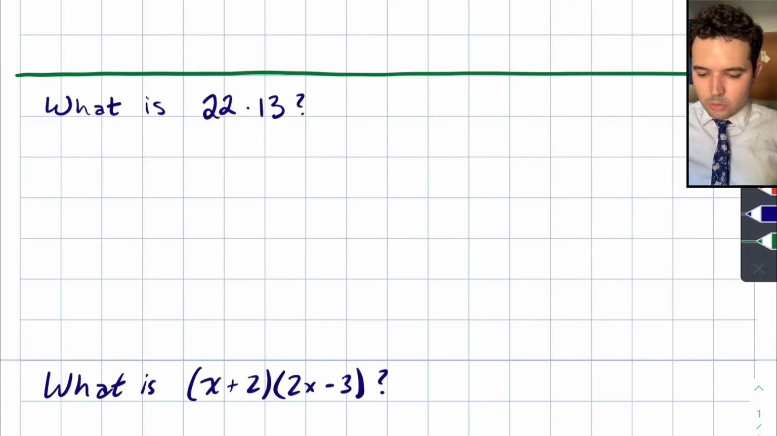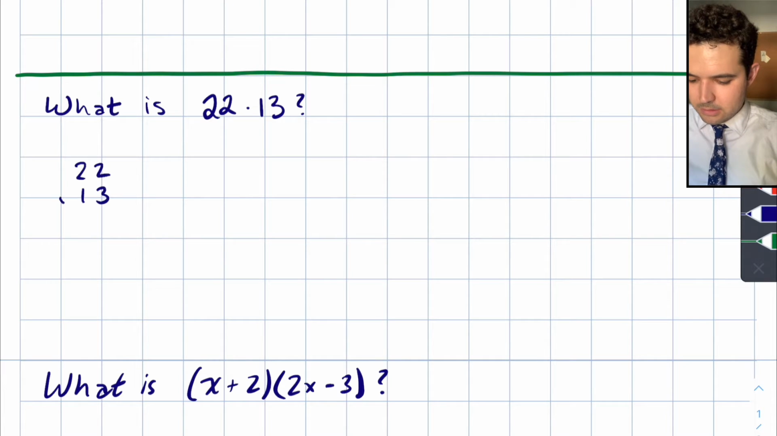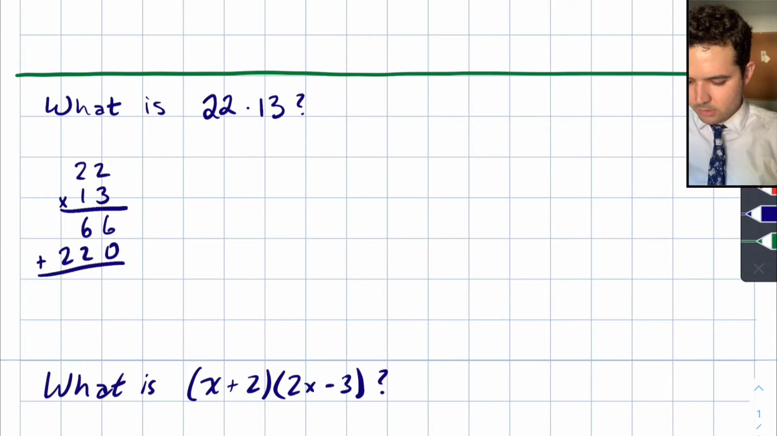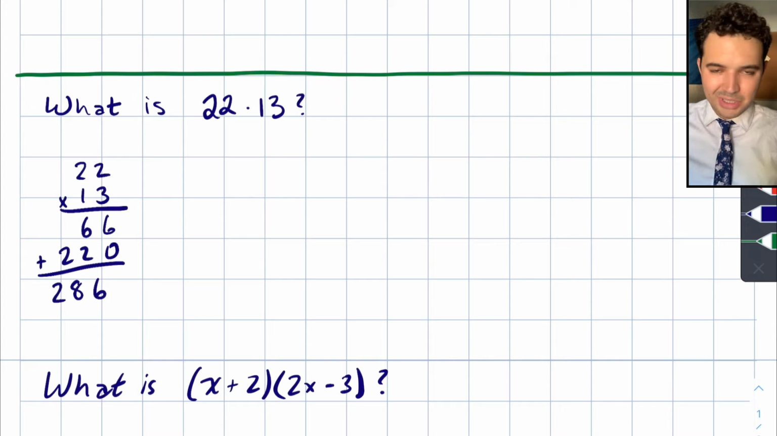Now, if you have learned how to multiply like most of us have, and you're trying to figure out something like 22 times 13, you'll probably do something like this. You'll set it up like this, and then you'll do some sort of algorithm. And we'll get 6, and then 6 again, add in a 0, 2200, and we get 286. But why? Why do we get 286?